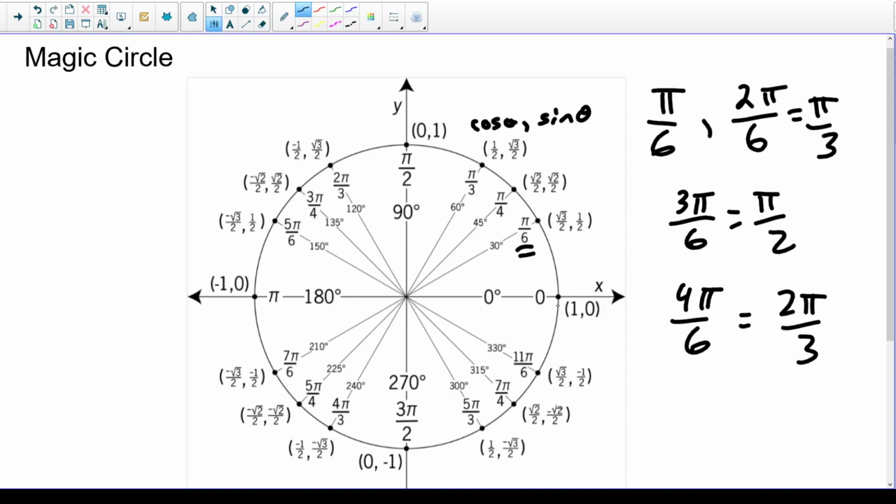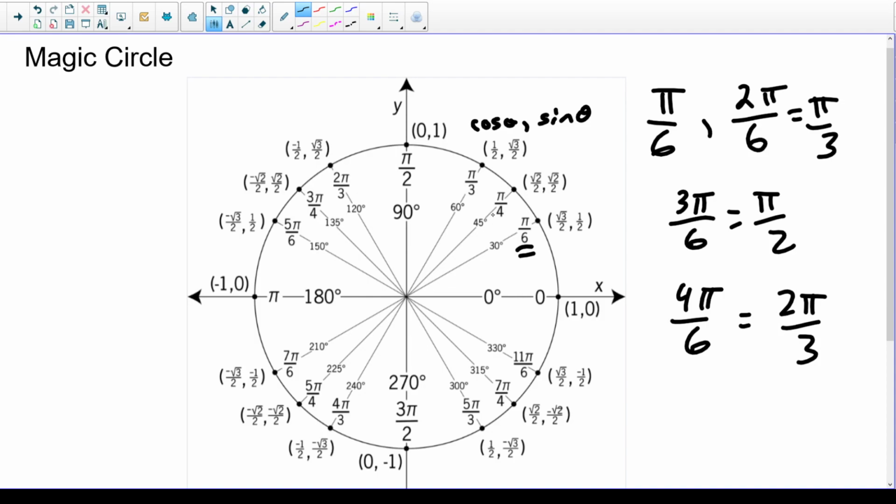Okay? And then 5 pi over 6, which doesn't simplify. So if you count up by pi over 6s all the way around the circle and keep adding 30 degrees to that number, just as an exercise to start memorizing this, at least the first and second quadrant, I would say, for this year, it's going to help you enormously in the future.